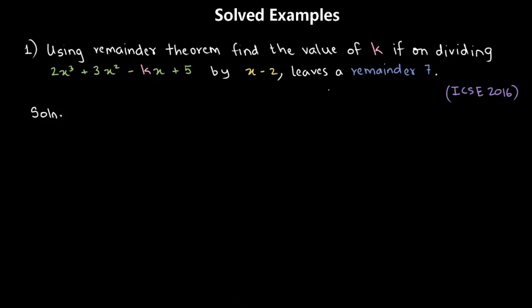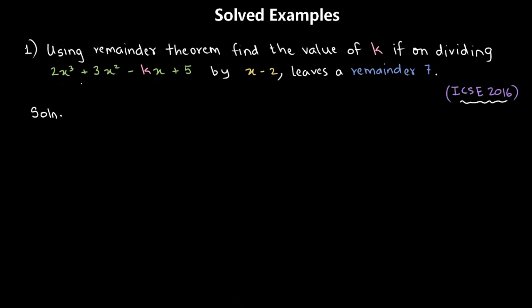Alright, this sum is based on the remainder theorem. Using the remainder theorem, find the value of k if on dividing 2x cubed plus 3x square minus kx plus 5 by x minus 2, it leaves a remainder of 7. The question was asked in the ICSE 2016 examination. So let's see how to solve this one.